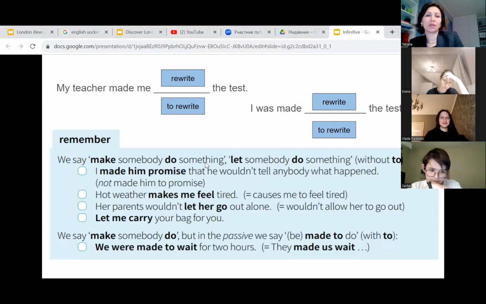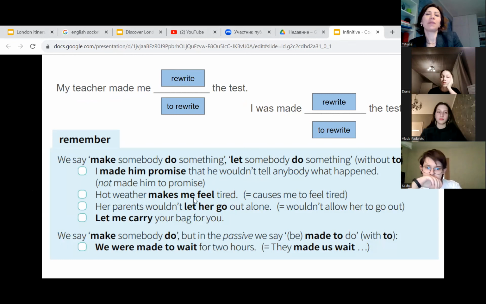We say make somebody do something, let somebody do something without the particle to. I made him promise that he wouldn't tell anybody. What makes me feel tired? Her parents wouldn't let her go out alone. Let me carry your bag for you. So we say make somebody do something, but in the passive, we say be made to do something. So they were made to wait for 2 hours.